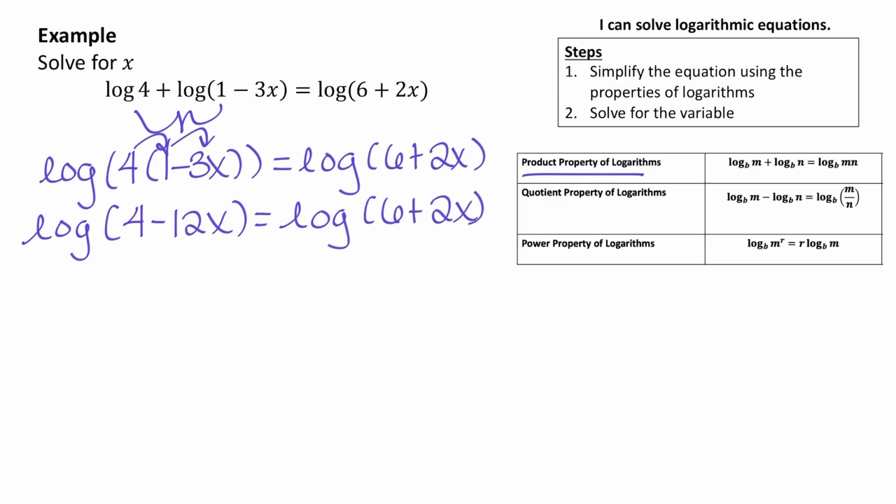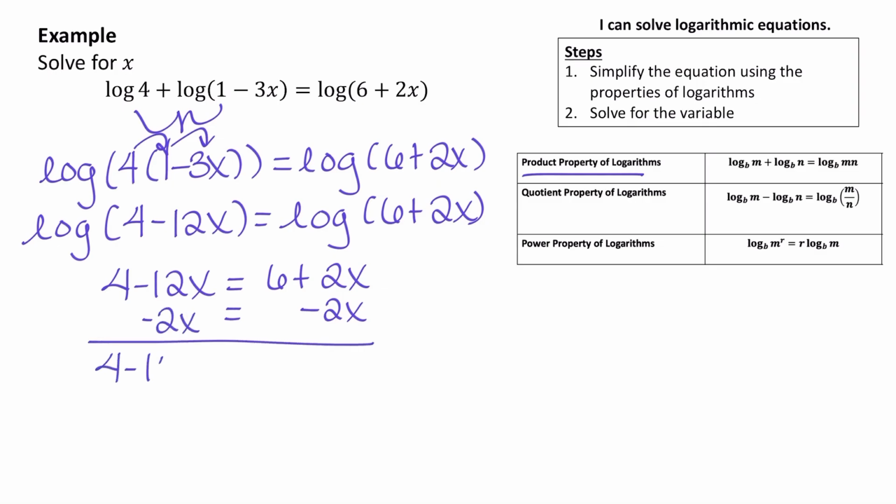So notice on both sides I have the common log. So since both these logs have the same base, I can go ahead and set 4 minus 12x equal to 6 plus 2x and solve. So to solve, I'm going to need to combine all my variables on one side. So I'm going to subtract 2x from both sides. And so that's going to give me 4 minus 14x equals 6.